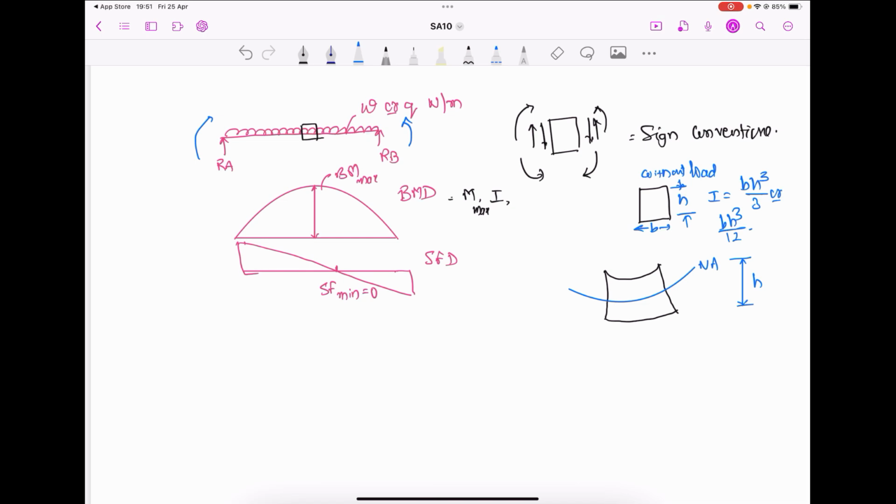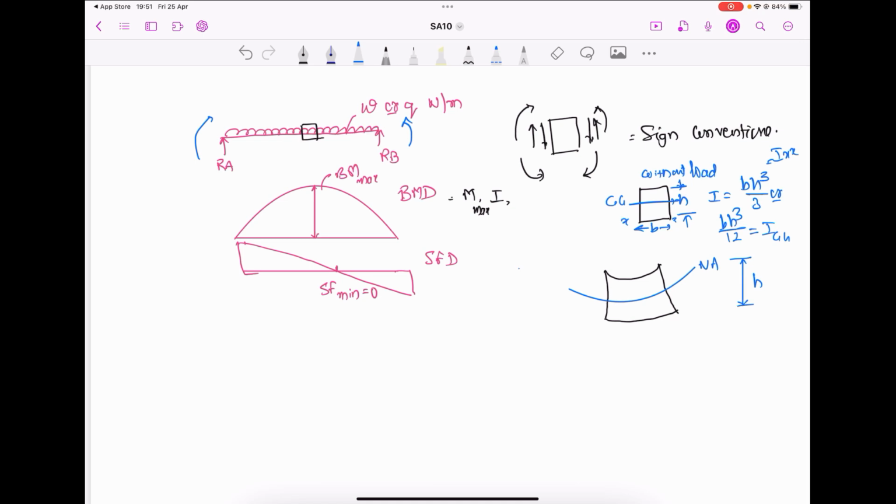This is for ICG. For your clarity, I will tell you this is IXX, if this is XX and this is CG. I don't want to go into these simple definitions because I have already explained. Now let us move forward. Now this is the neutral axis, and this neutral axis will be straight.